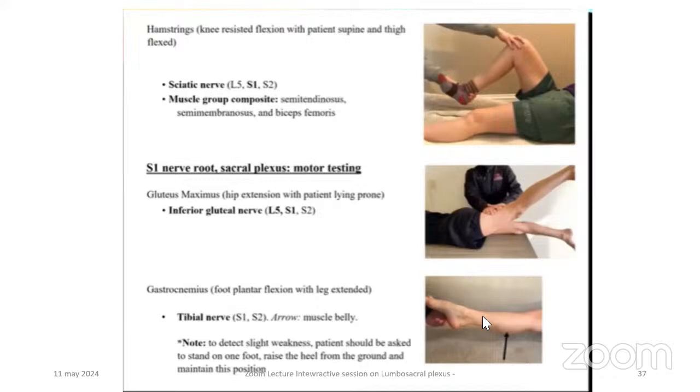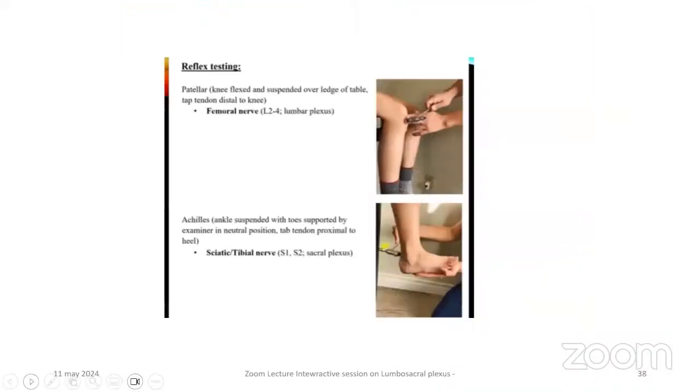To detect slight weakness, the patient should be asked to stand on one foot, raise the heel from the ground, and maintain this position. So normally what we do is ask them to walk on heel or forefoot. Then you can easily detect whether there is any weakness or not. And of course, reflex testing, I want to revise that. The knee jerk is the femoral nerve, L2 to 4, and please don't say L5 any time. Ankle jerk is S1 and S2 sacral plexus.